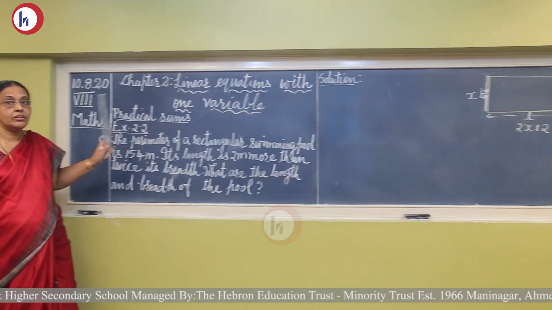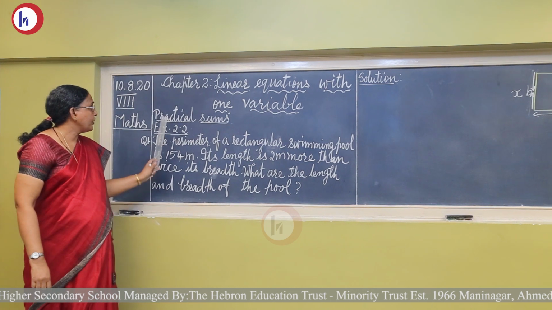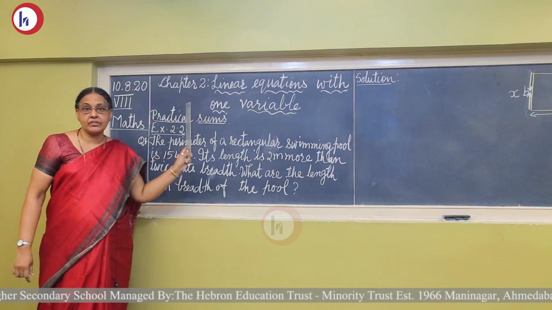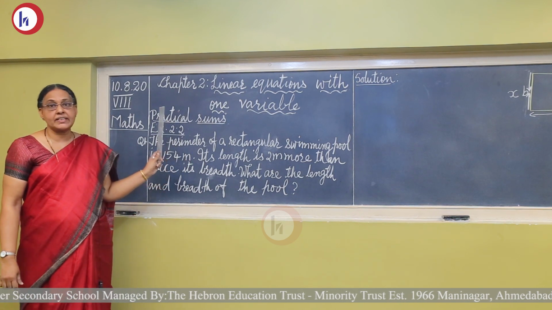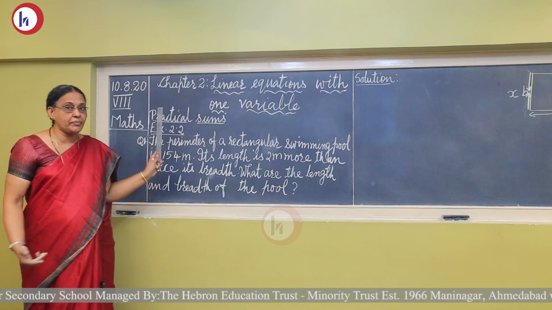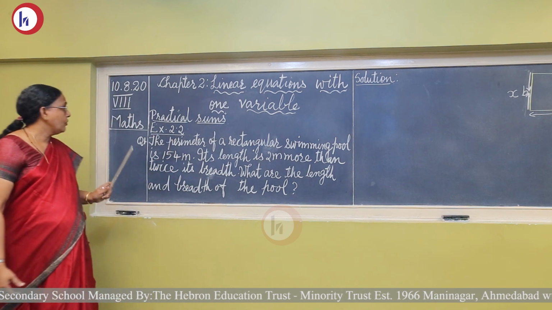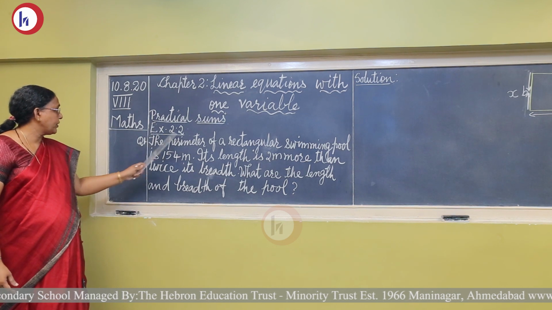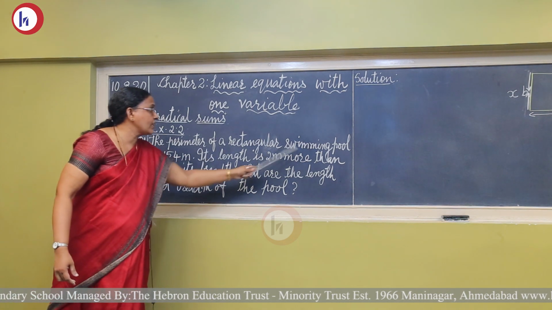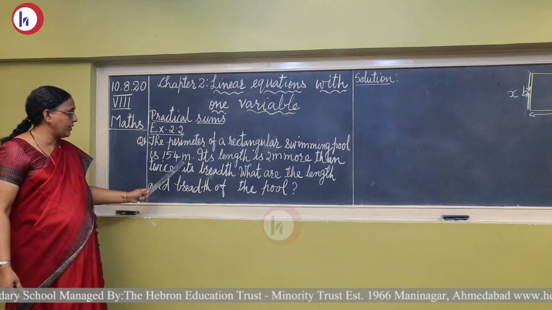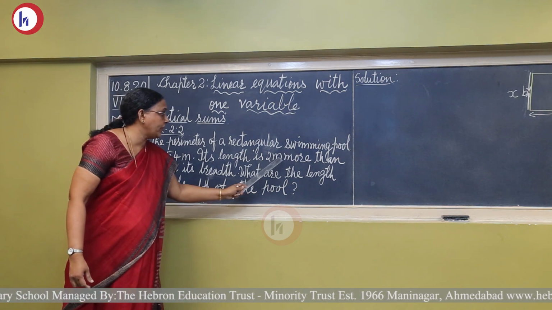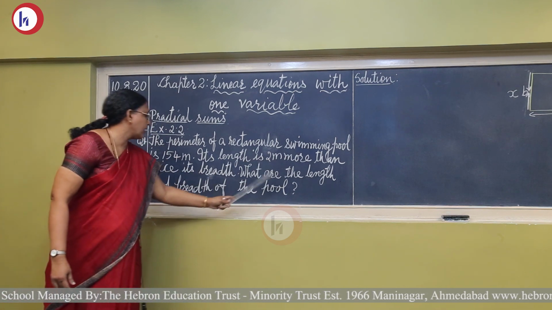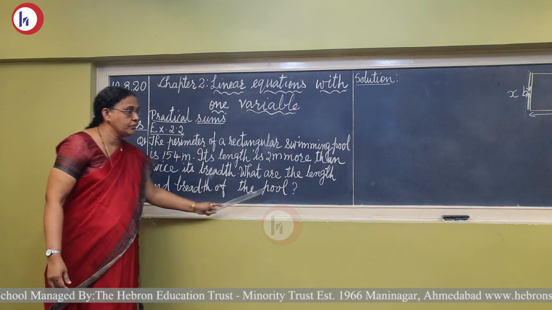Now students, look at here. We are going to solve some of these sums that are known as practical sums. Now, why do you learn the equations? By using equations, we can solve some of the practical sums in our daily life. Look at one of the questions I have given, that is from exercise 2.2. The perimeter of a rectangular swimming pool is 154 meter. Its length is 2 meter more than twice its breadth. What are the length and breadth of the pool?